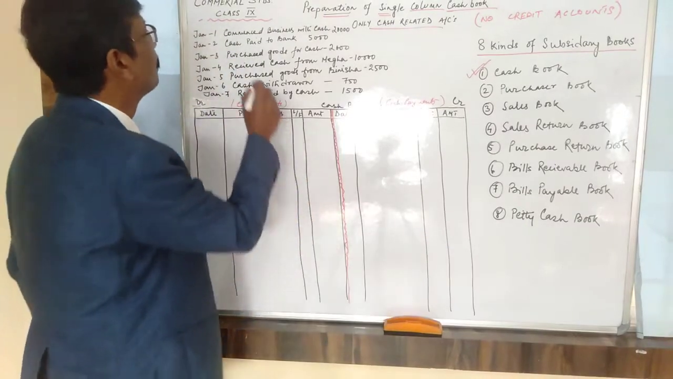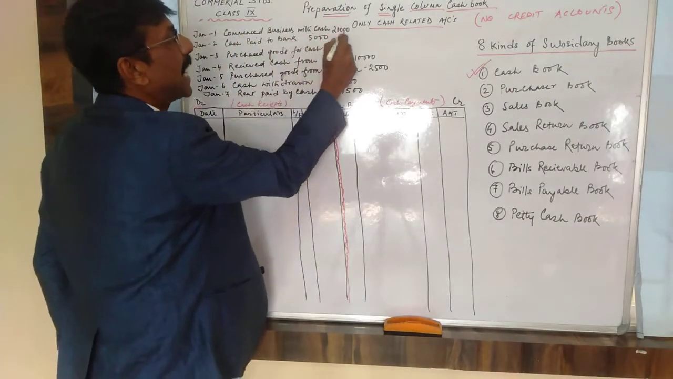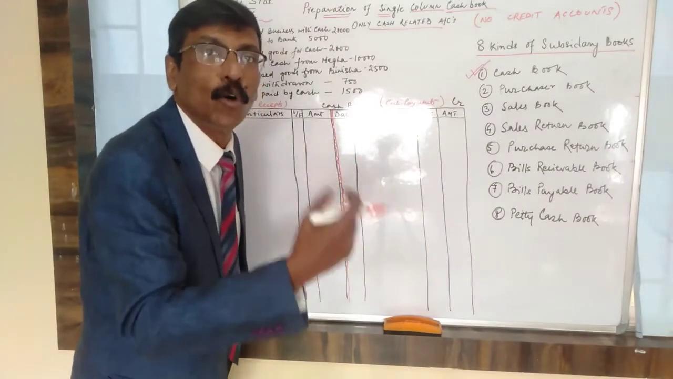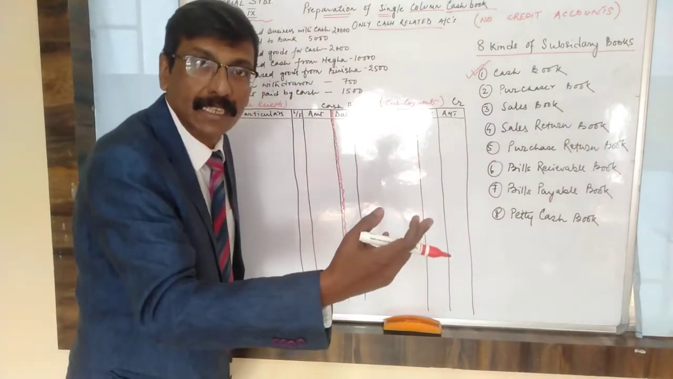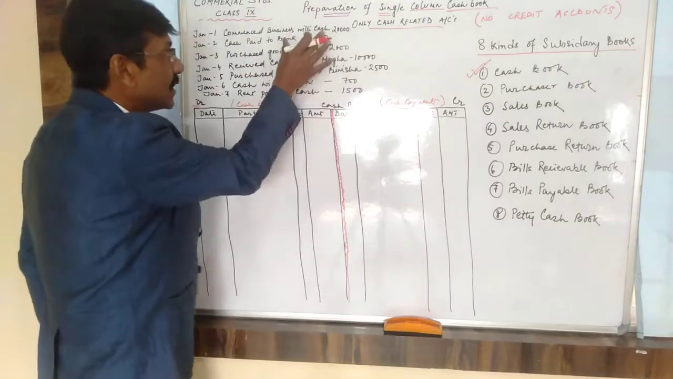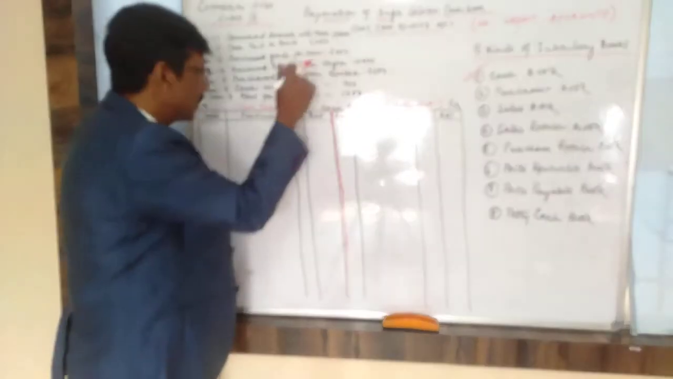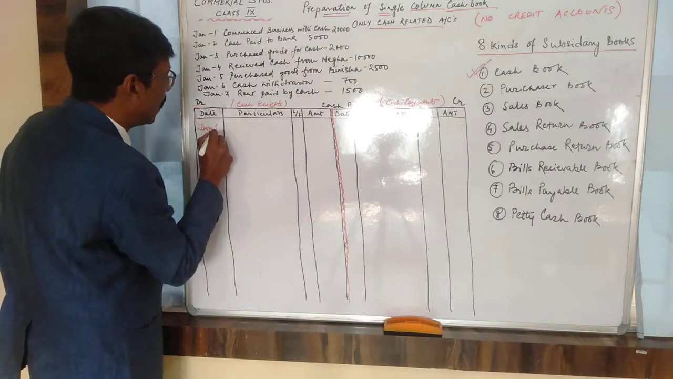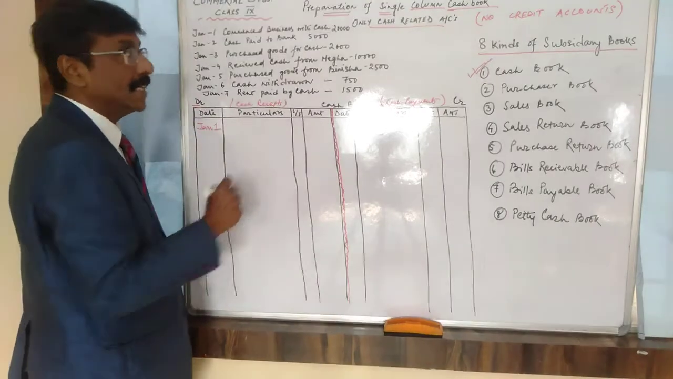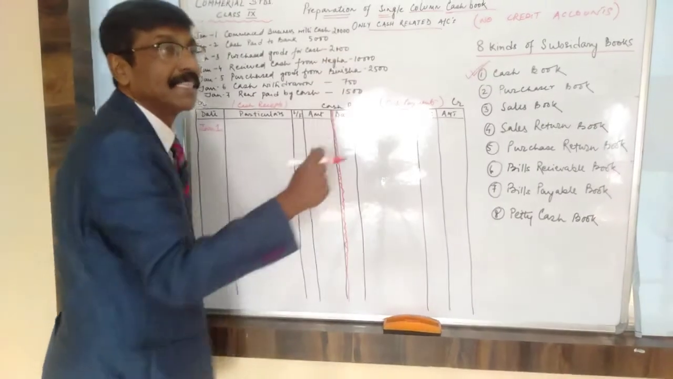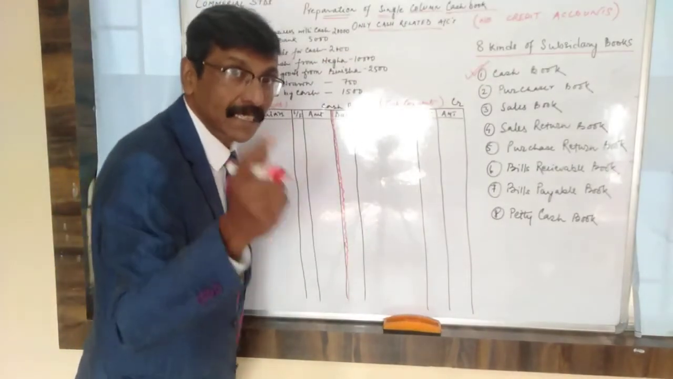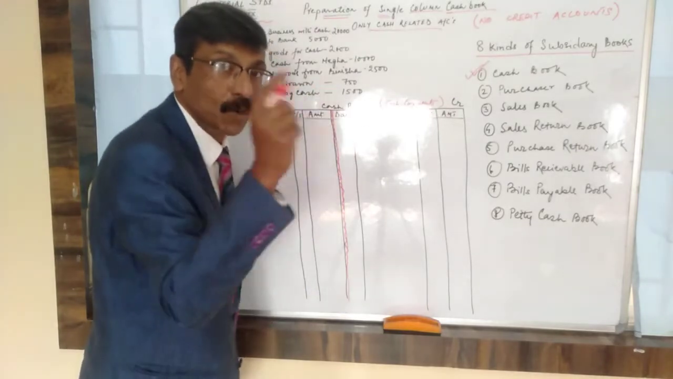Now let's start. Commenced business with cash 20,000. I started business with cash 20,000. It's an opening stock. So we always write when started business on January 1st. So we will write January 1. Started business with capital. That means it is an opening balance. So when we write, remember this, capital is an opening balance.